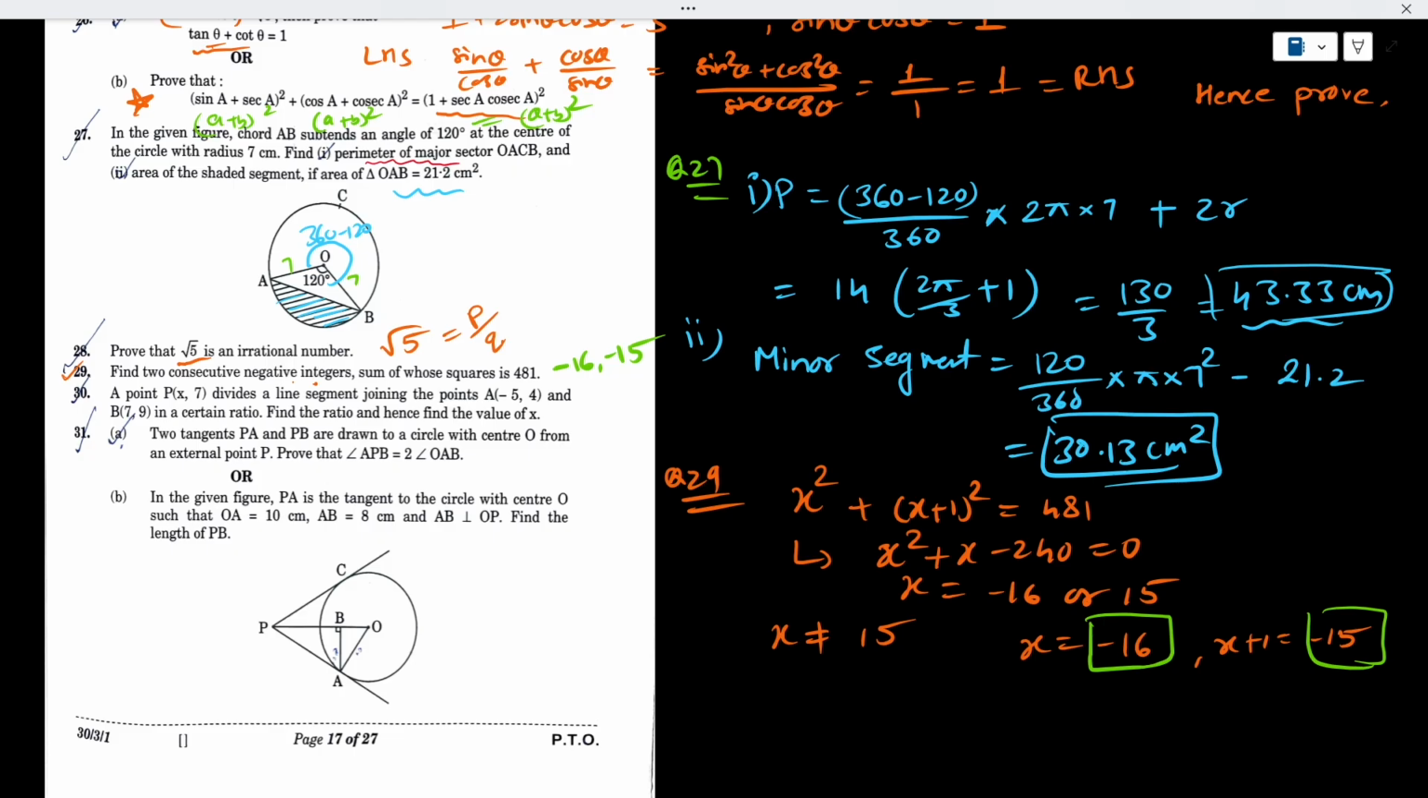Now question number 30, if you see, the points x comma p and x comma 7 divide the line segment AB in a certain ratio. Whenever a certain ratio is there, you will take it as k is to 1.